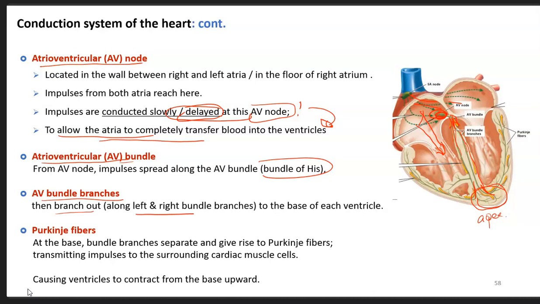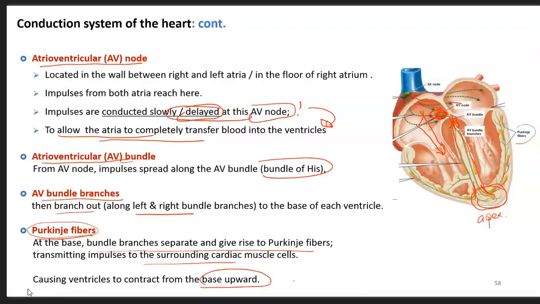So from the apex of the heart, the impulse will travel up through the ventricular wall, which involves the Purkinje fibers. The Purkinje fibers will spread in the wall of the ventricle. At the base, the bundle branches separate and give rise to Purkinje fibers, transmitting impulses to the surrounding cardiac muscle, specifically in the wall of the ventricle, causing the ventricle to contract from base upward.